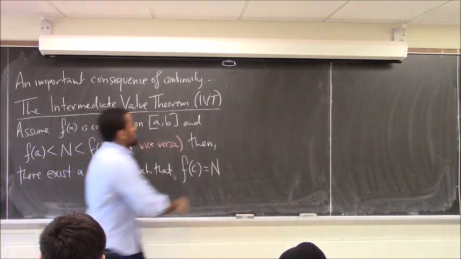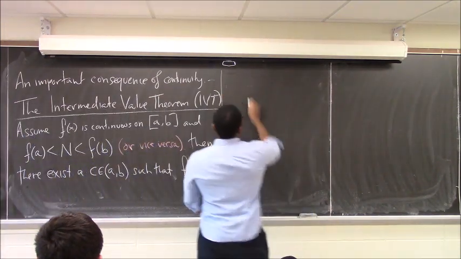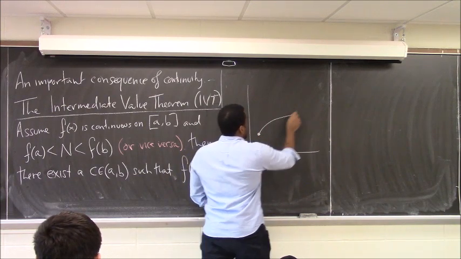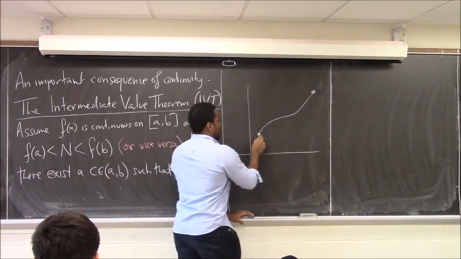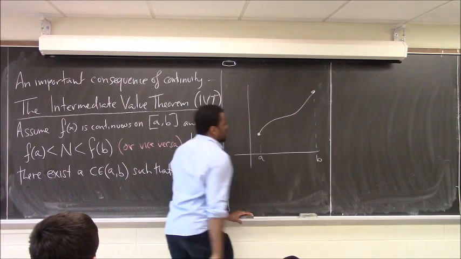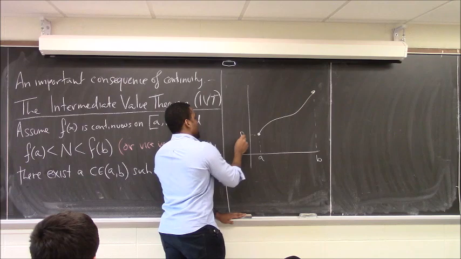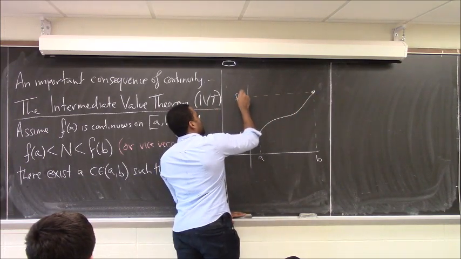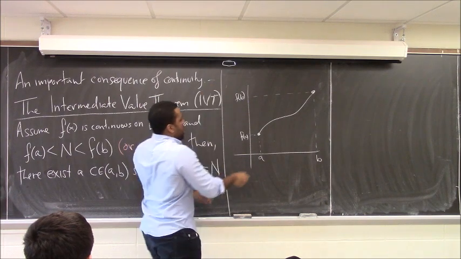So this is basically a rule that says the following. Okay. So let's say you have a function doing whatever it wants to do. Right? And you know, here's your f of a, and here's your f of b. So these are two y values on the y-axis.